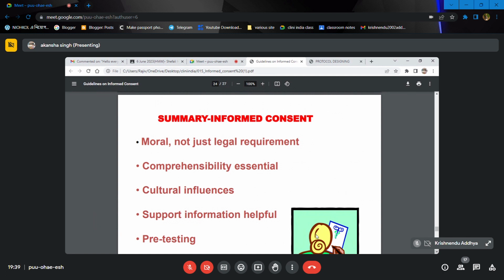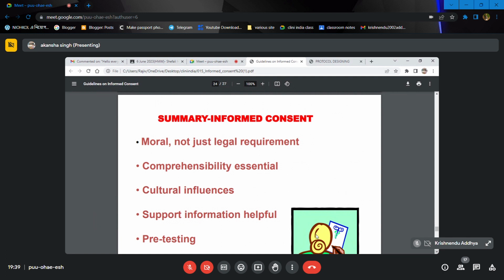Because the patients believe in the doctor. They are considering the doctor as a god. So it is essential for us to provide all the medical care and all the information. We have to respect their cultural influences also. We have to give them time so that they can talk to their near and dear ones, talk to their religious people, and then take their decision.